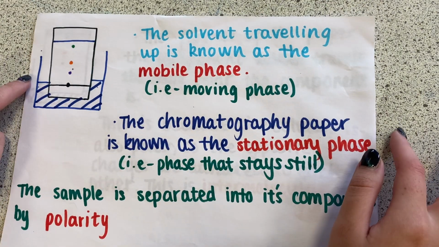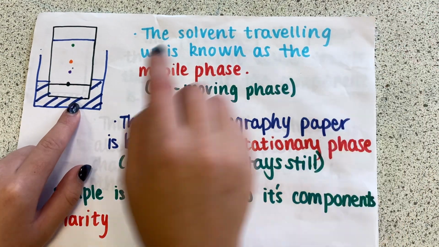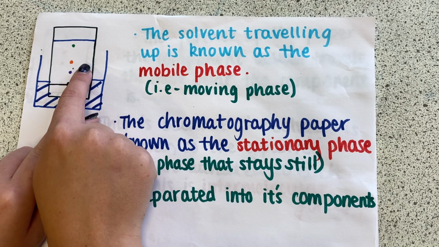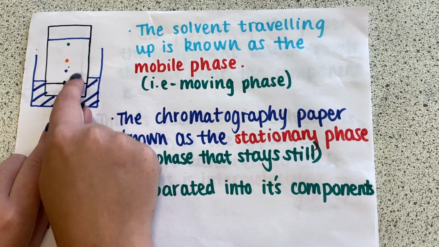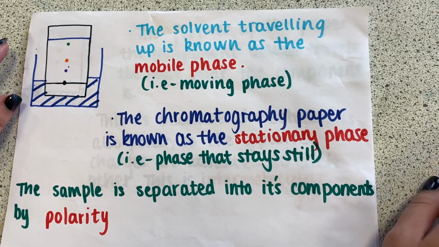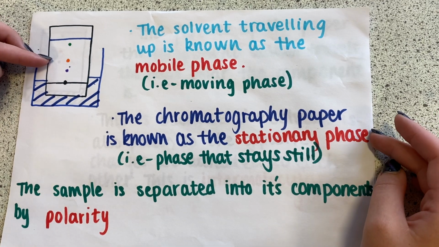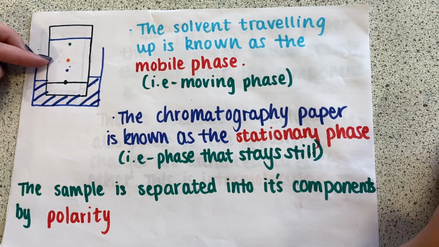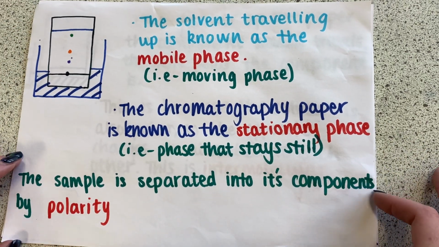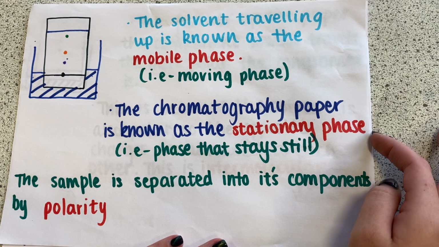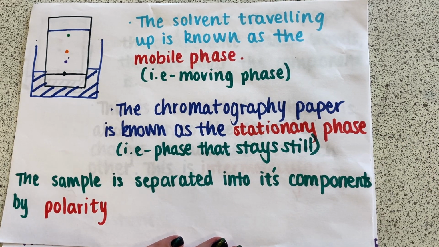As I've said, your solvent travelling up, here your blue liquid, is called your mobile phase. This is because this is the phase that is moving, moving up your chromatography paper. Your chromatography paper here is known as your stationary phase. It's not moving, it's staying still. Here the sample is being separated into its components by its polarity.